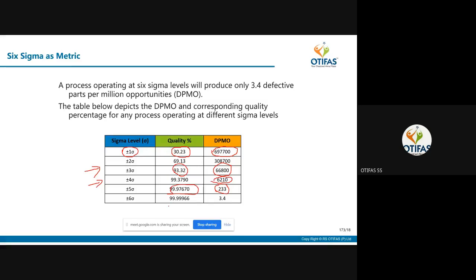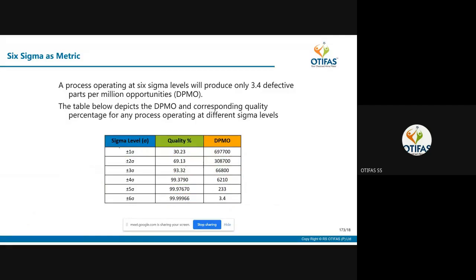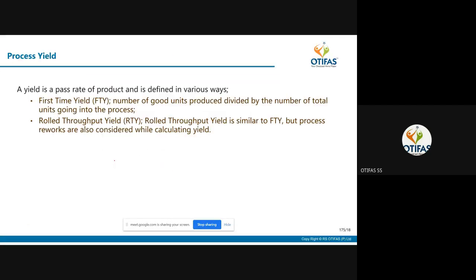Now, if you are 6 sigma capable, your accuracy will be this much, and here Cp will be 2. Here Cp will be, I think, 1.33. Here Cp will be 1. I don't remember what the Cp is for the 5. Okay, clear? Right.